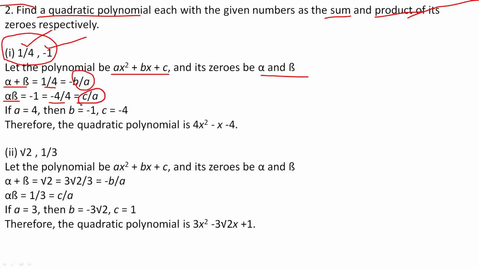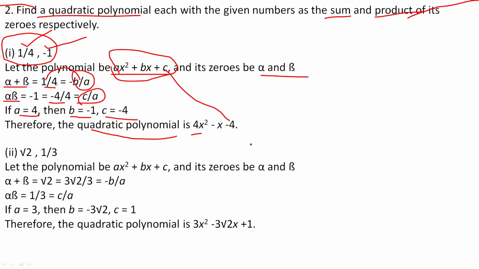Now you got the value of minus b is equal to 1 and a is equal to the denominator 4. So a is equal to 4, b is equal to minus 1 and c is equal to minus 4. You can find the value of c as minus 4. Now therefore we can form the quadratic equation using these values in the standard form. Instead of a you put 4, instead of b you put minus 1 and instead of c you put minus 4.